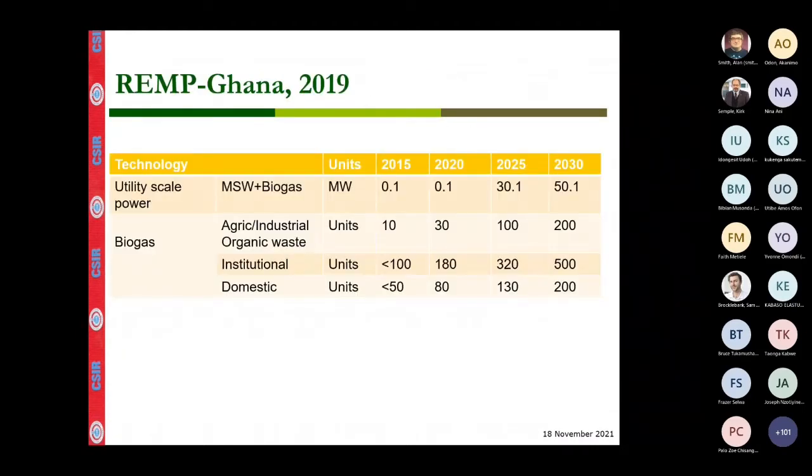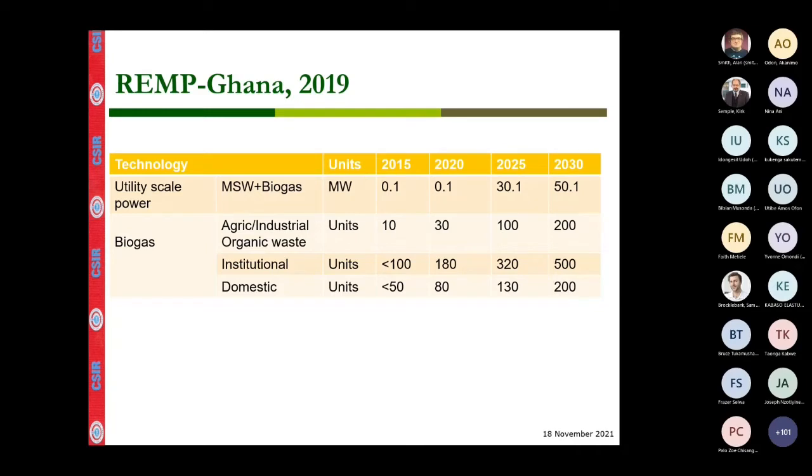And in 2019, Ghana set up targets for itself in the realm of renewable energy production. If you look at this table, we gave ourselves a target that by 2025, we should be able to generate about 30.1 megawatts of electricity from biogas. And out of that, we said we are going to build individual units. As you can see from the table, biogas units from agricultural waste, we'll build about 100. For institutions, about 320. And for domestic use, about 130.